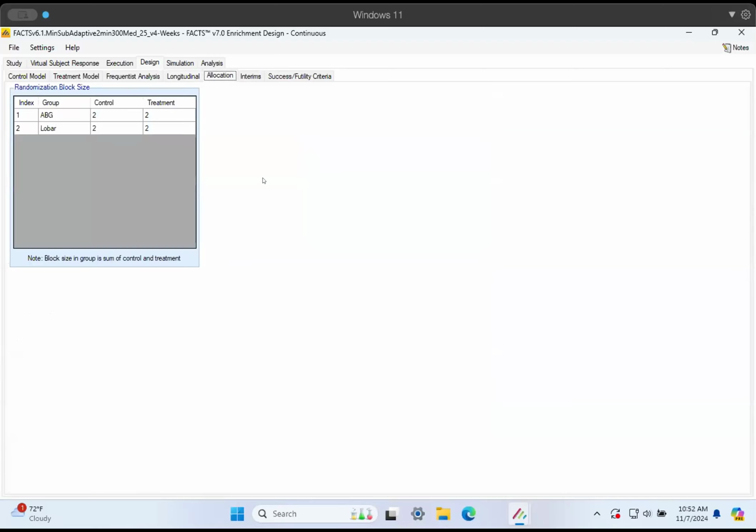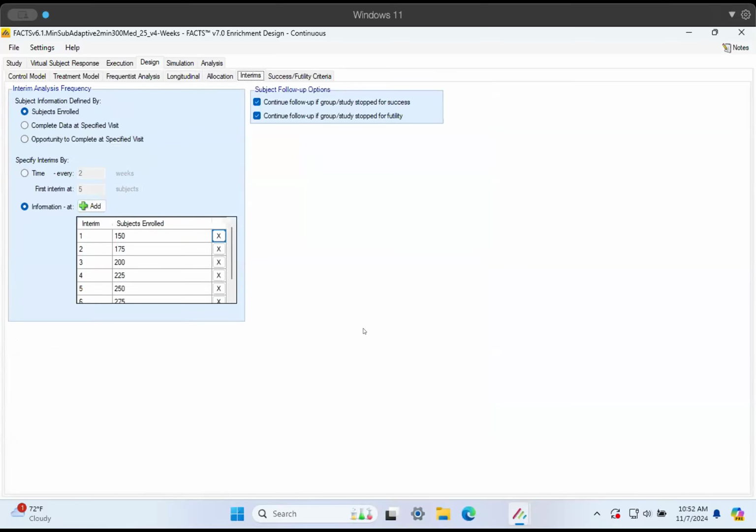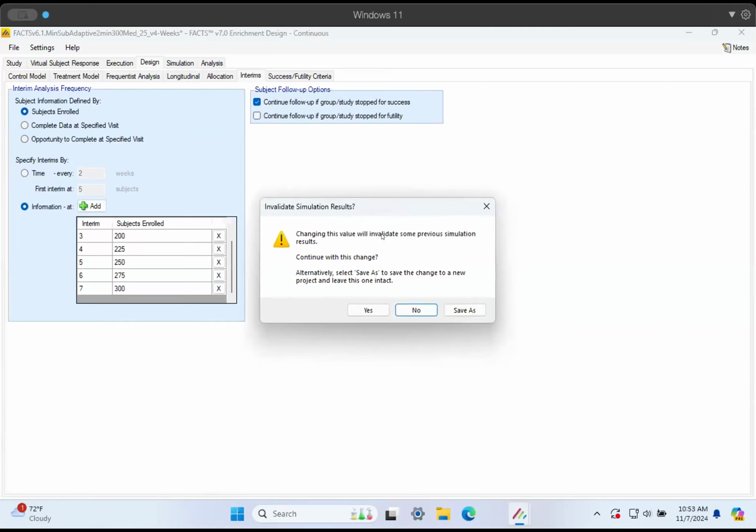Okay, allocation: we're doing 1-to-1 randomization, no response adaptive randomization, nothing like that. We're using block sizes of 2 for our equal randomization. For our interims, we've added them all in here. They go from 100 to 300 in every 25. We're going to follow subjects after they're stopped. With enrichment trials, you tend to post-process the results, so it's nice to see what happens.